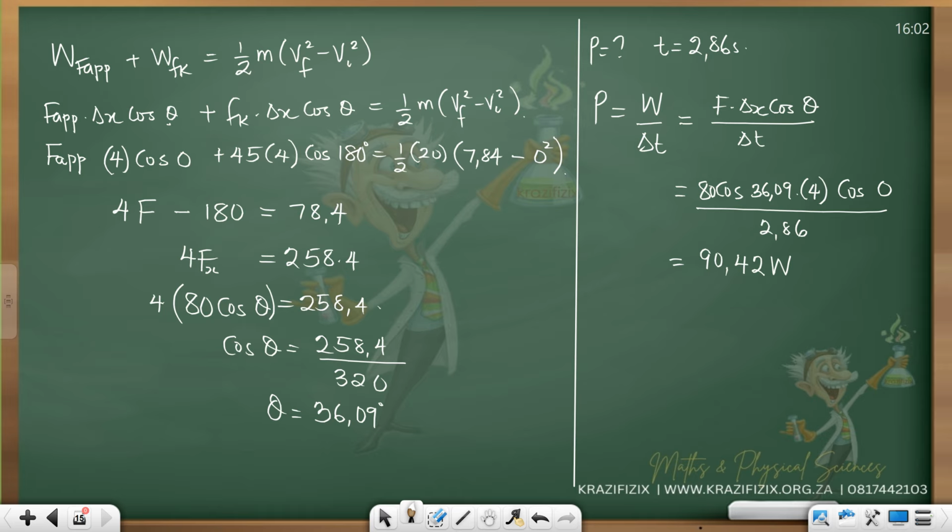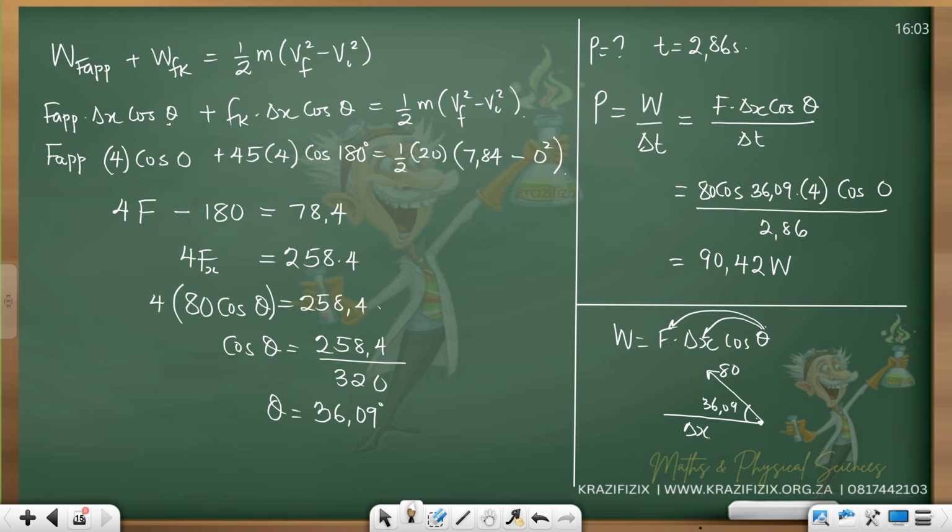Now, if I want to use F, look at what I would do. When we write this formula, W is F delta X cos theta. What is theta? It's the angle between F and delta X. So we had something like this. The force here is 80. We know this angle as what? 36, comma what? And that is my displacement. So what is my force? 80. What is my displacement? 4. Cos of the angle between both of them. And that's exactly what I have here. Because this one is 1. Cos 0 is 1. So theta is the angle between the force and the displacement.